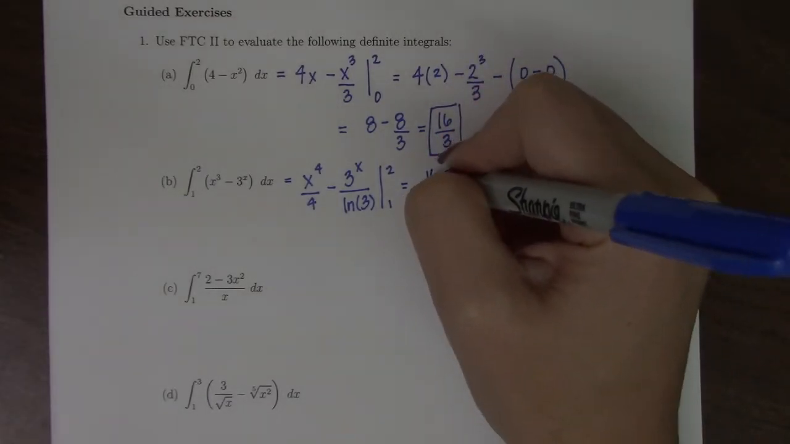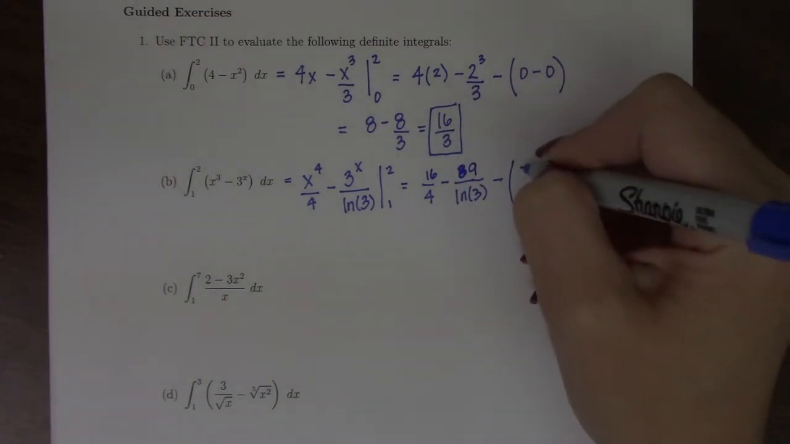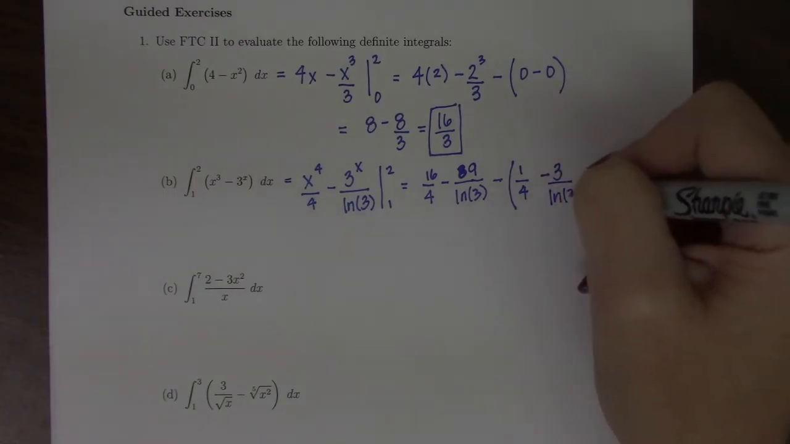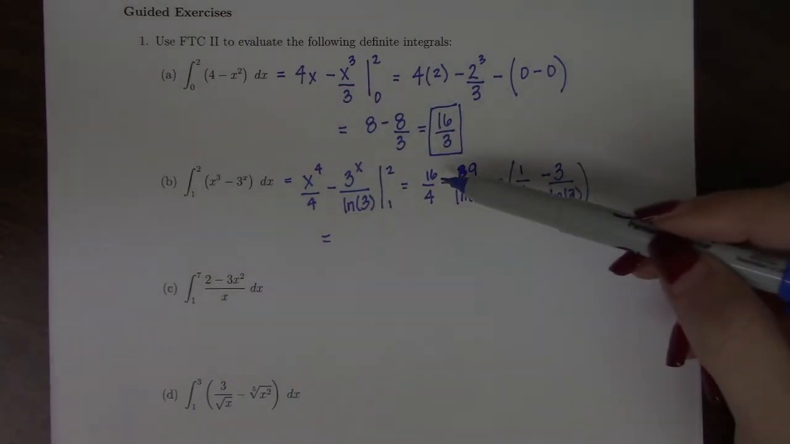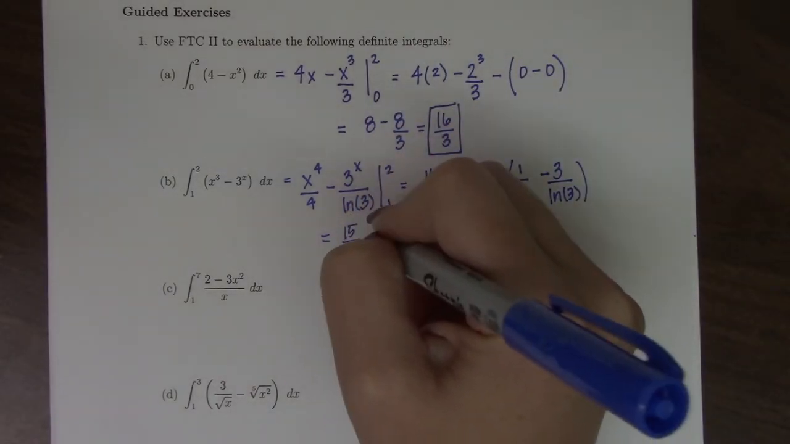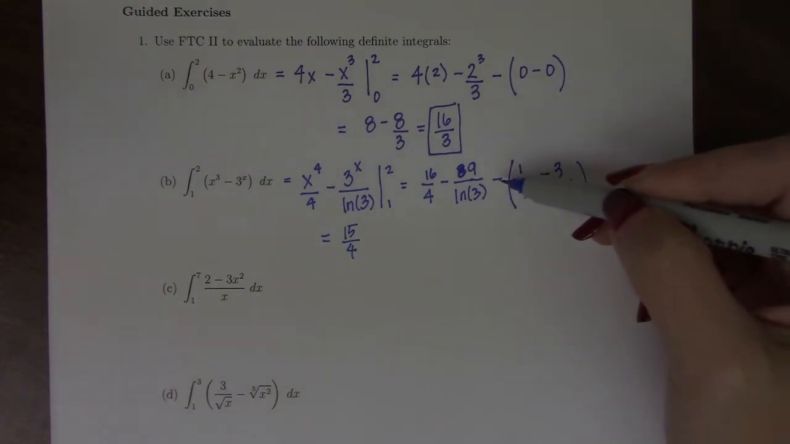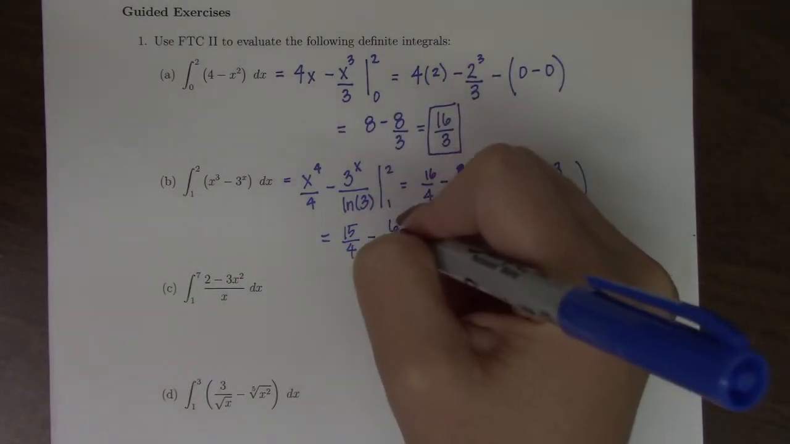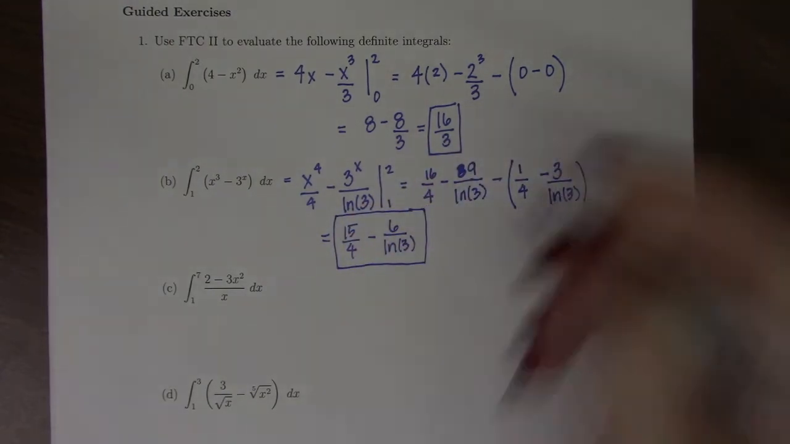So 2 to the 4th is 16. 3 squared is 9. Now I plug in 1, so I get minus 1/4 minus 3 over natural log of 3. So I can clean this up a little bit because 16 over 4 minus 1 over 4 is 15 over 4. And negative 9 over ln of 3 minus a minus 3 over ln of 3, that gets added in, and so I get minus 6 over ln of 3. And that's about the best we can do.